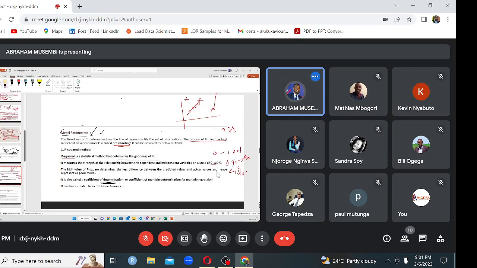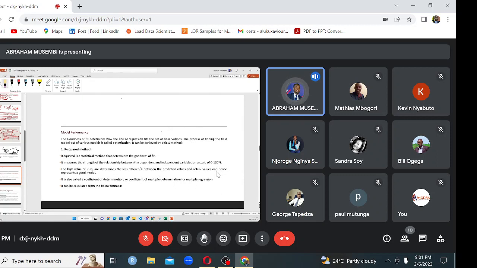Okay, then what do we call model performance, or how do we determine the performance of our model? We usually have some statistical methods which can be used to determine the goodness of a model. Okay, yes. So let's start.